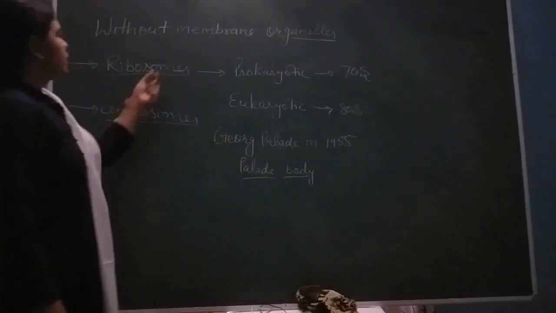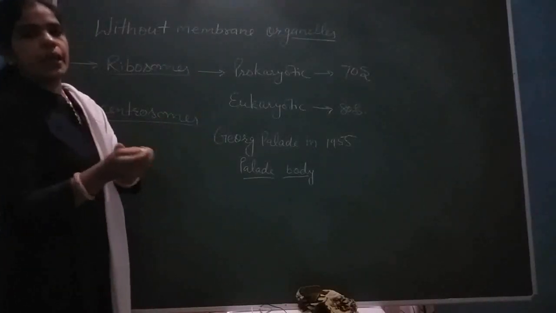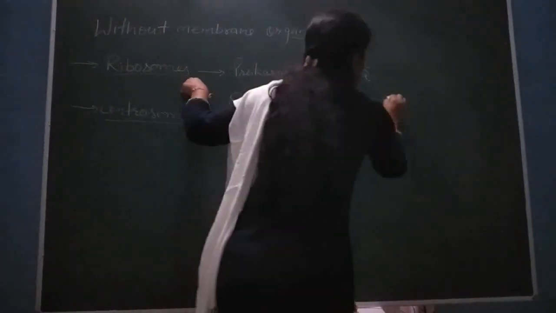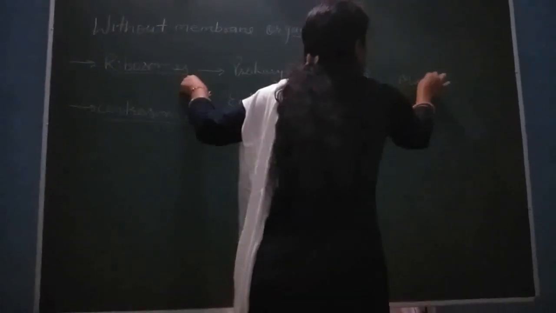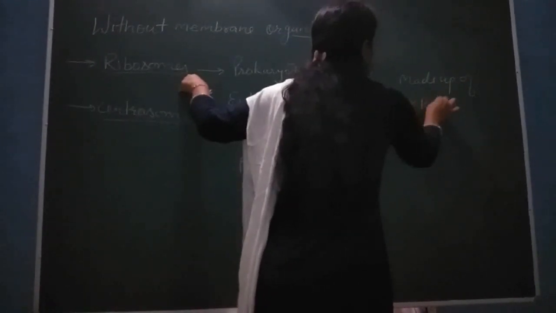Now we see what material these ribosomes are made up of. These ribosomes are made up of rRNA and proteins.